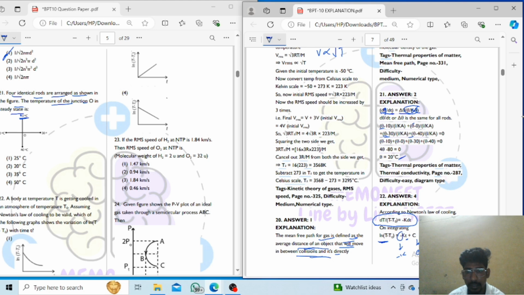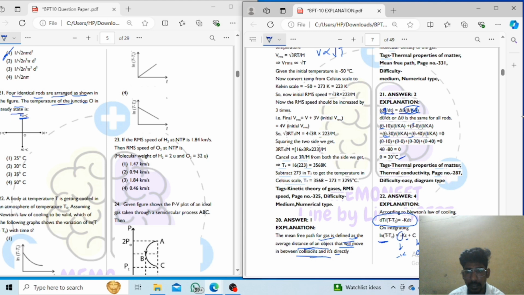Question number 22. A body at temperature T is getting cooled in an atmosphere of temperature T naught. Assuming Newton's law of cooling is valid, which of the following is the variation between ln of T minus T naught and time t?